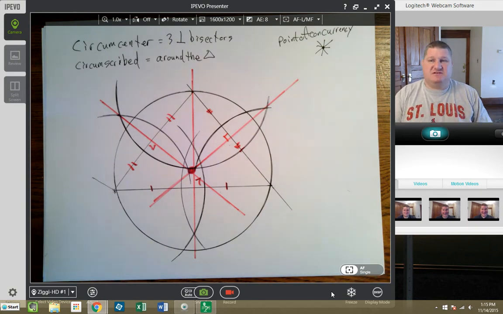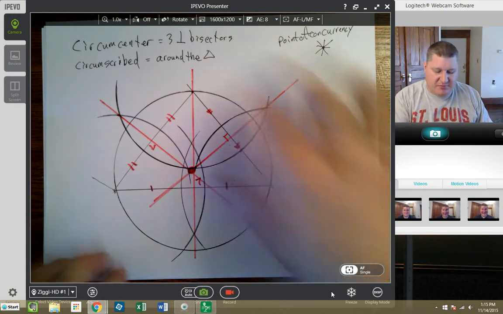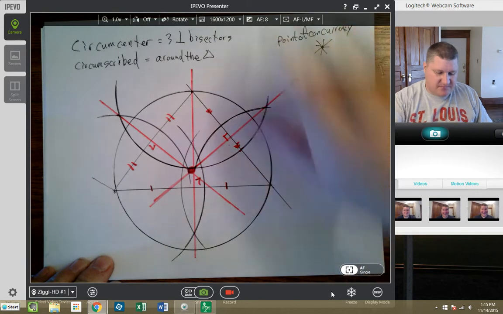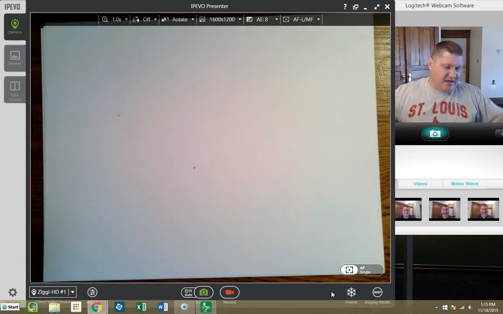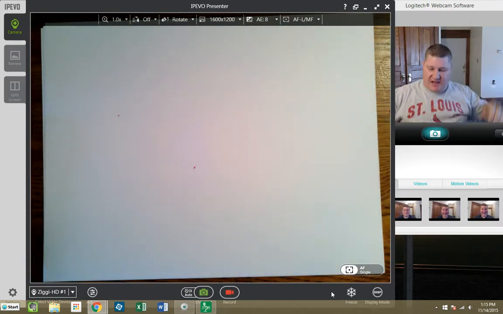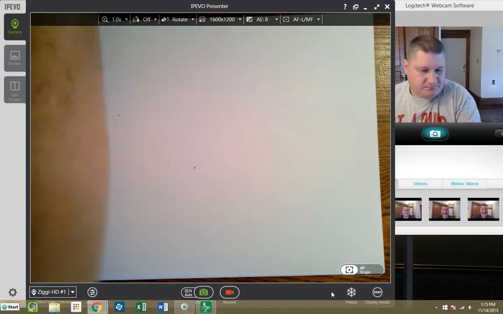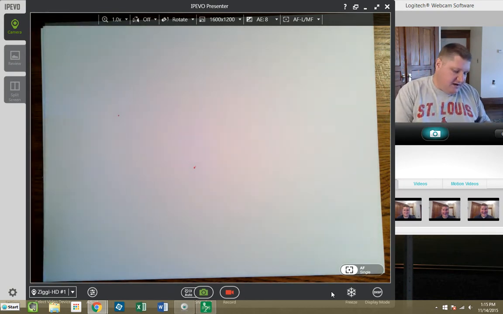So by putting the different constructions to work, we can not just create simple things like copying a segment, copying an angle. We can create much more complex things like circumcenters. All right. And this is something actually that I did when I was trying to put a router together.